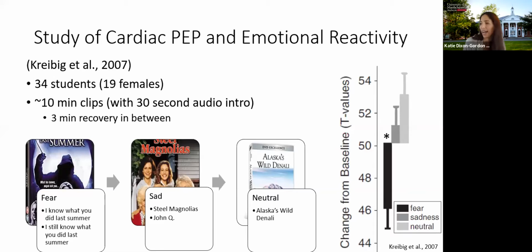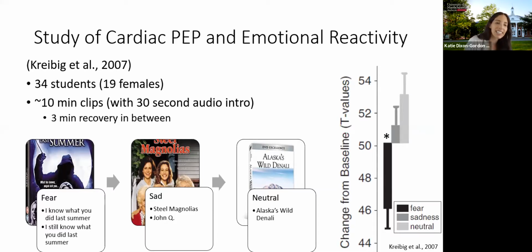You can see that with that fear film clip, we see a rapid shortening of PEP. So that's significantly different than the other film clips. The thing that I think is important to see here is that there is a significant difference between fear and sadness.